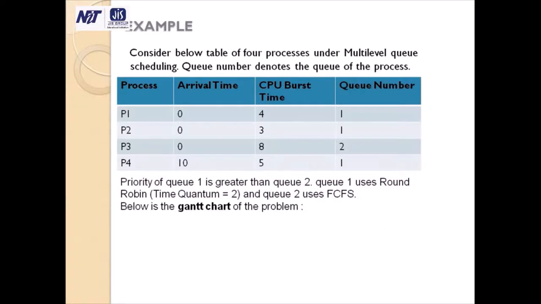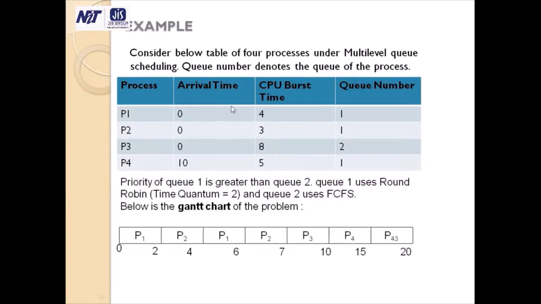Now look at the Gantt chart. Initially Q1 executes, that means process P1 starts its execution. Q1 follows round robin scheduling with time quantum 2. So after 2 milliseconds, it switches from P1 to P2. P2's execution time is 3, so it executes 2 milliseconds, and after 2 milliseconds it switches.